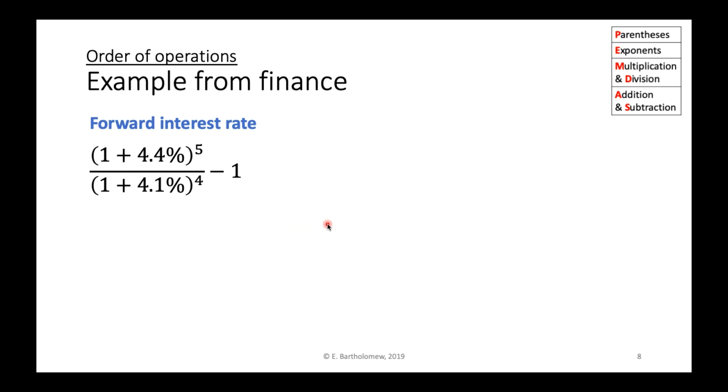So let's do another problem we might see in finance. And this actually represents a forward interest rate. And so here, again, we have a ratio and an expression, but we got some exponents. So we're doing 1 plus 4.4%. And here we do have the parentheses because we want to be sure that this whole expression is raised to the 5th power. And then we take 1 plus 4.1% raised to the 4th power.